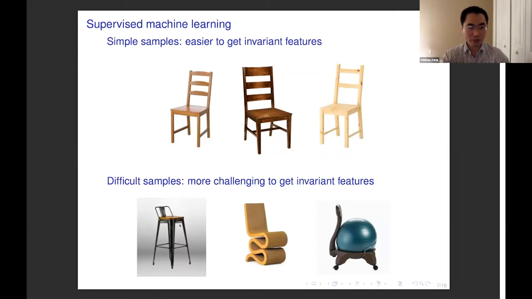For example, in the left figure here, the back is not quite obvious. In the middle figure here, we don't have four legs. And finally, the right figure here is quite different from the other examples. So if we learn from these difficult examples, it might not be easy to get the definition of a chair correctly. If we start from simple examples first and then gradually move on to more difficult examples, then we can stabilize the learning process about what is the definition of a chair.